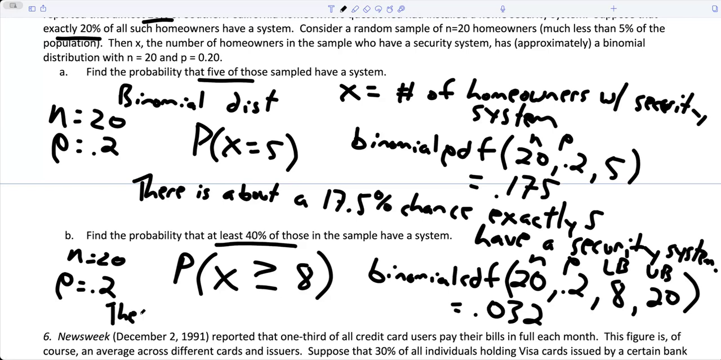So there is about a 3.2% chance at least 40% have a system.